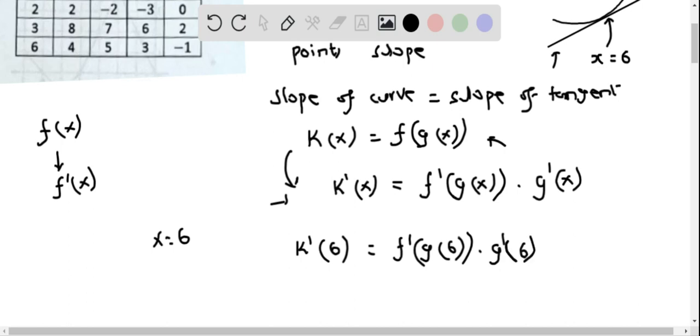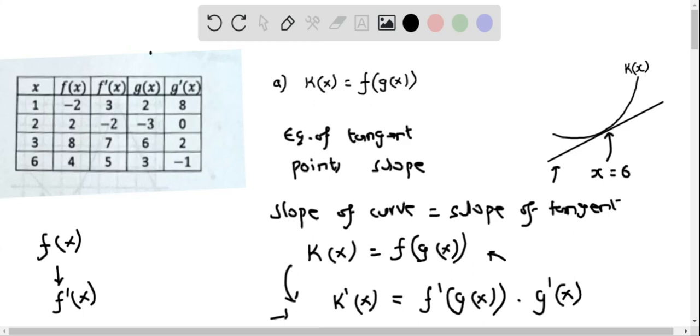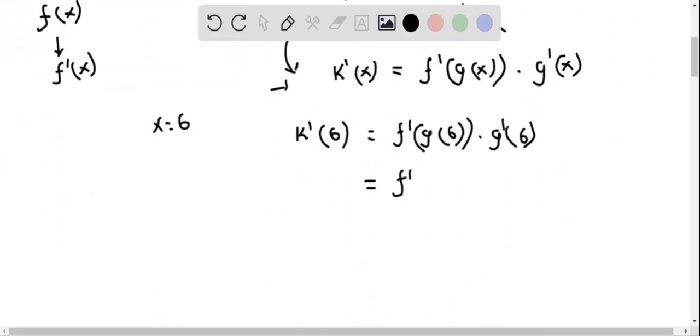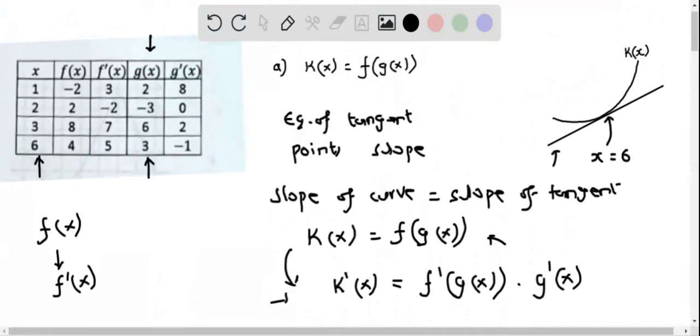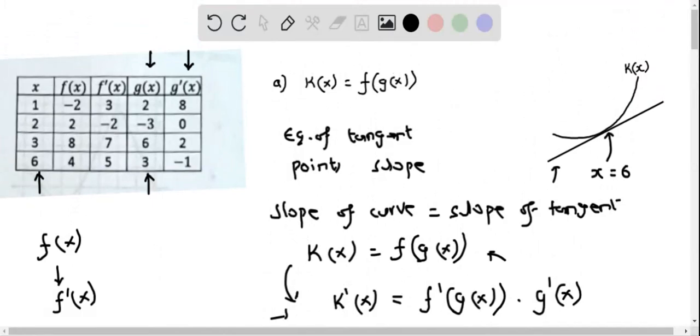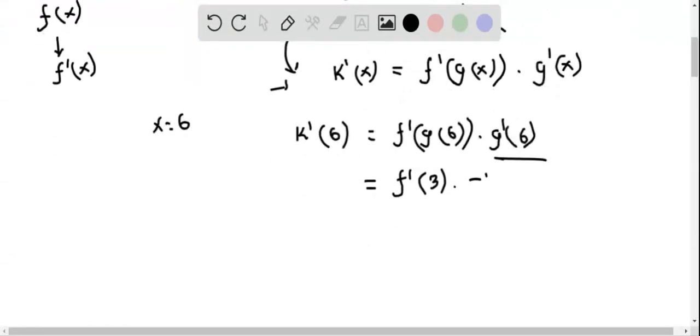So let's determine this from the table. First, f prime of g of 6. Let's find g of 6. This column represents g of x, and at x equal to 6, g of 6 is 3. So I'm going to plug in g of 6 equals 3. Therefore this becomes f prime of 3 times g prime of 6. Once again we find this from the table, using the column g prime of x at x equal to 6. This value is negative 1, so I put negative 1 here.